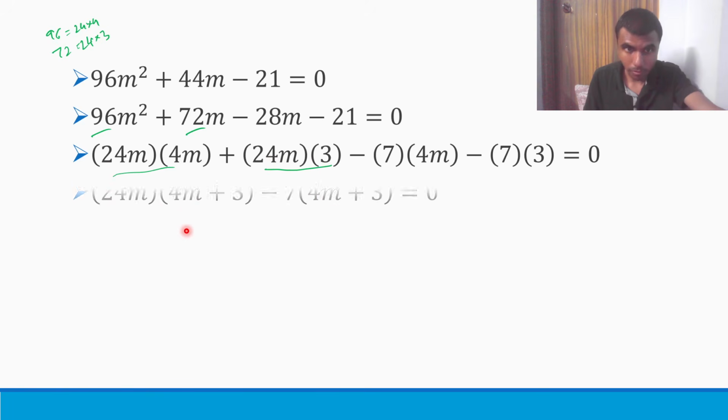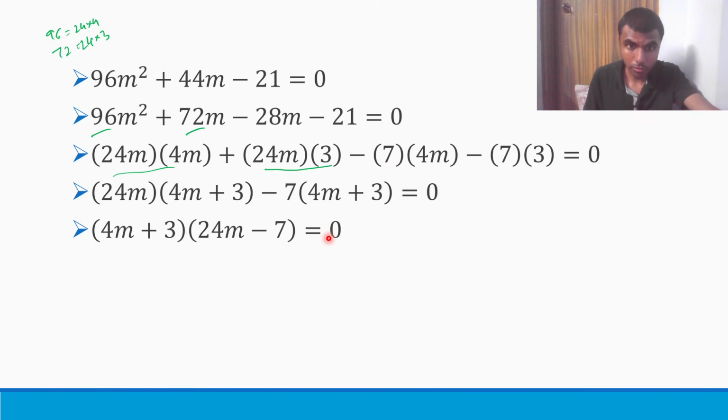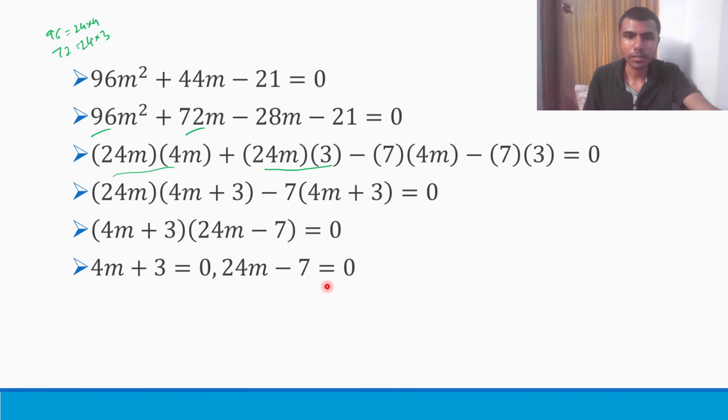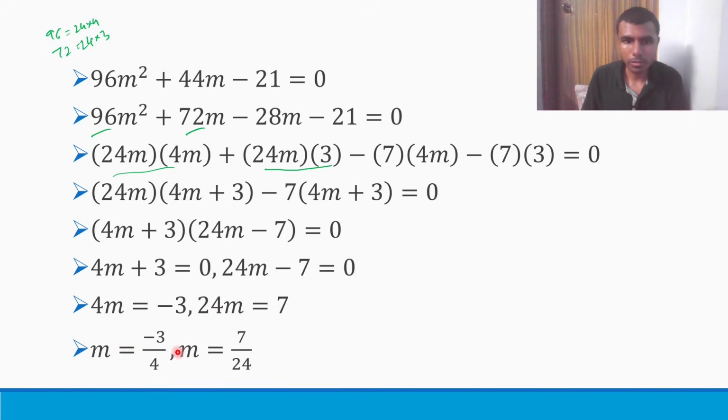If you take 24m common, 4m plus 3. Take minus 7 common, again 4m plus 3. Now take 4m plus 3 common from here and here: 4m plus 3 into 24m minus 7 equal to 0. So 4m plus 3 equal to 0, comma 24m minus 7 equal to 0. 4m is minus 3 and 24m is 7, so m is going to be minus 3 by 4, or m is going to be 7 by 24.